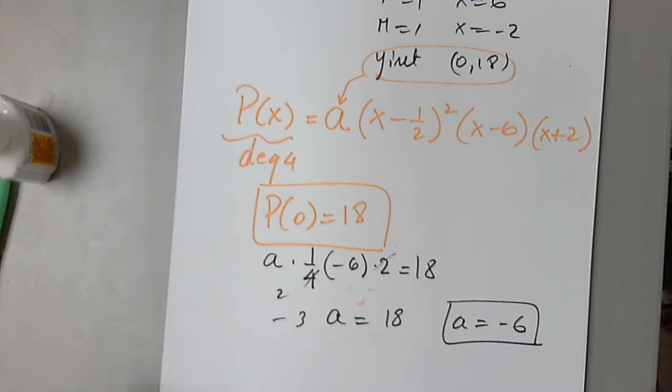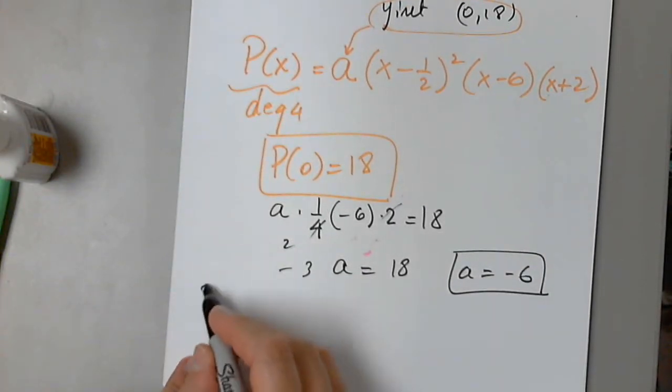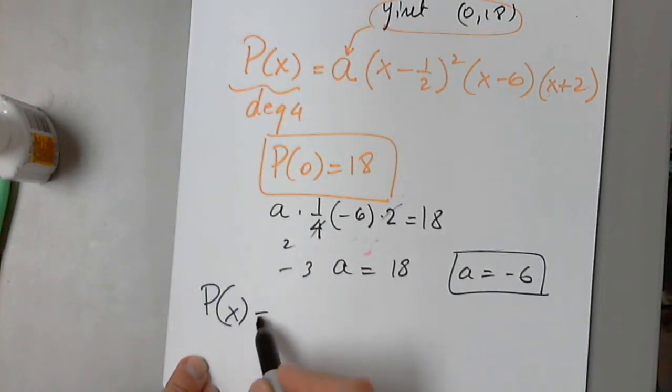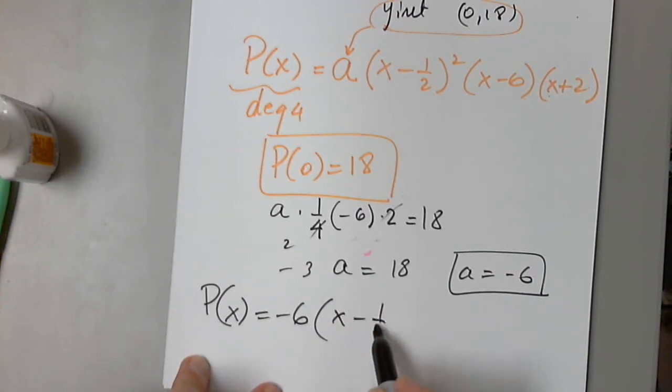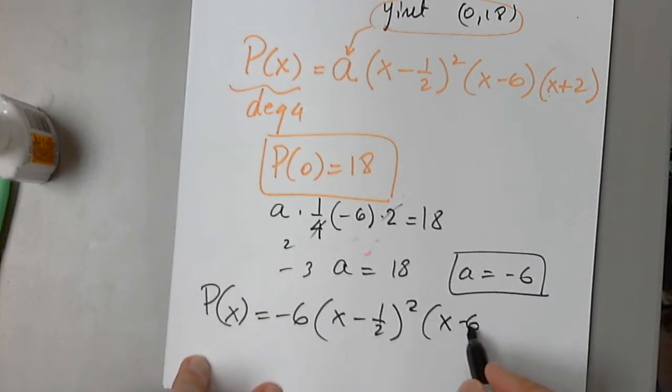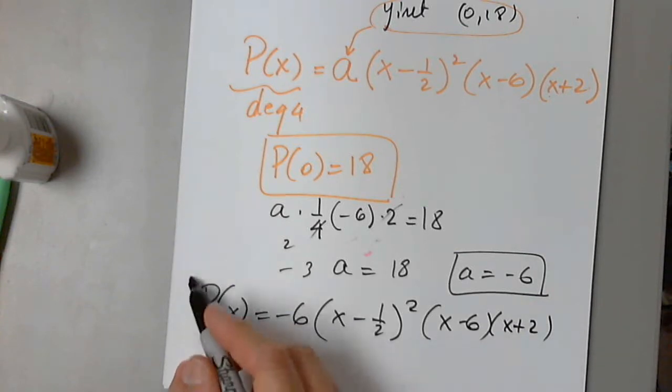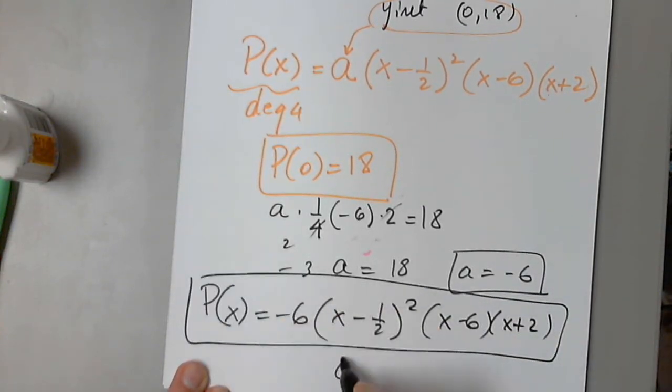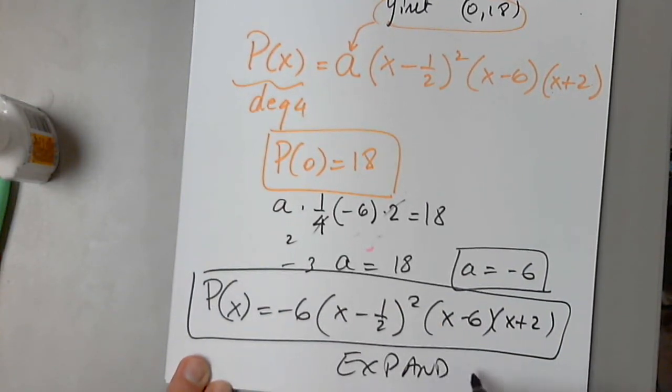So now we have the polynomial. We should not leave it as is, though. So the polynomial is -6, x minus 1/2 squared, x minus 6, and x plus 2. This is it. We should expand it. And I'm going to say expand it, please.